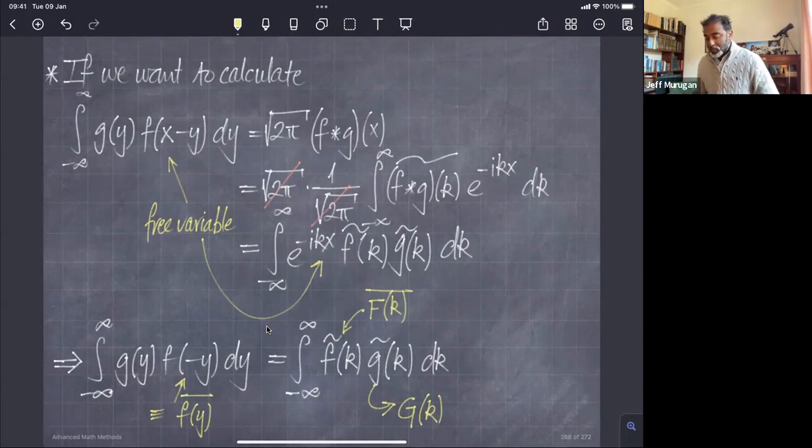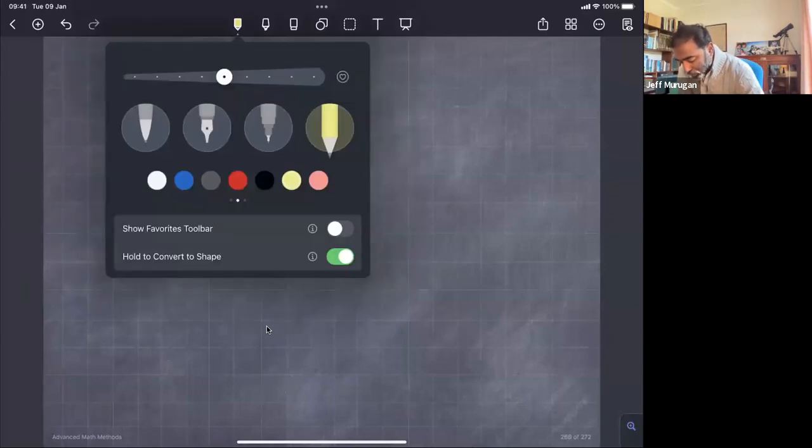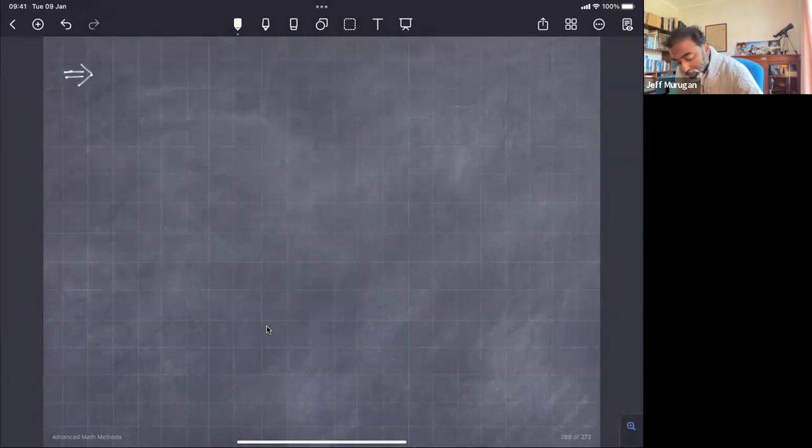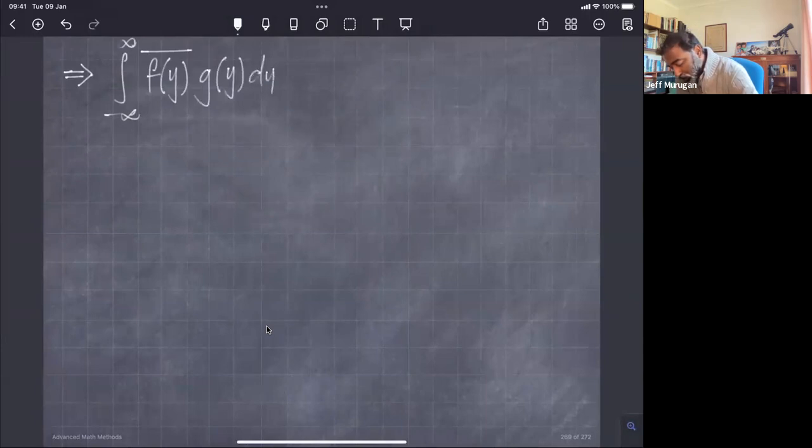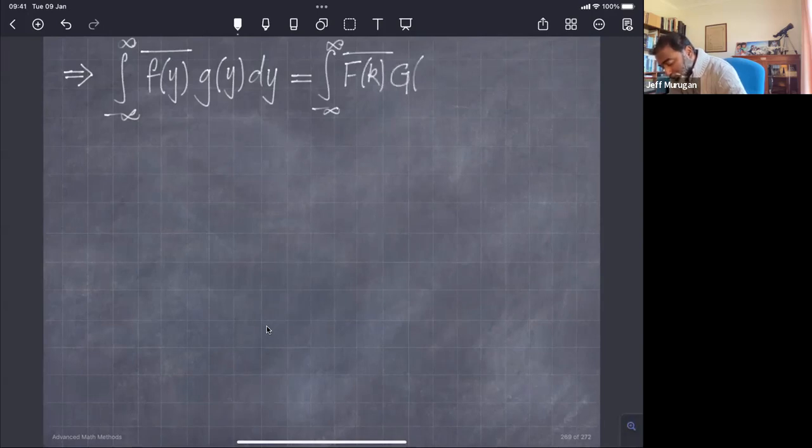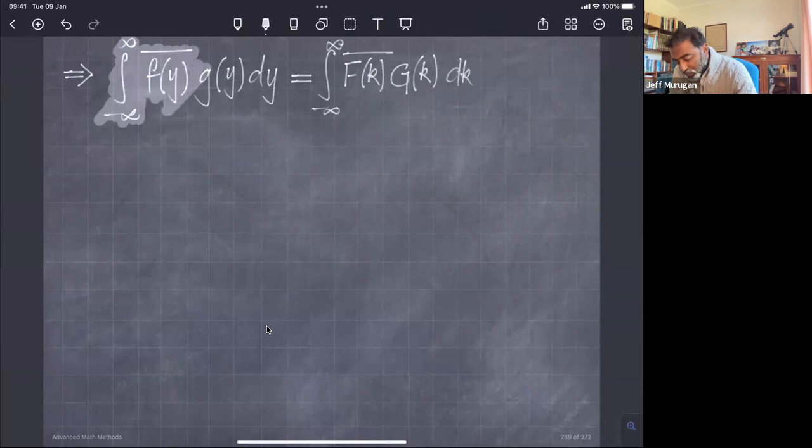If I do this, then I can put this relation in the following way. And I want you to fill in the steps, and it's very important that you do fill in the steps to convince yourself that this is the case. The statement is the following. The integral from minus infinity to infinity of f of y complex conjugate g of y dy is equal to the integral from minus infinity to infinity of F of k conjugate G of k dk. And it's this relation here that goes by the name of Parseval's identity.